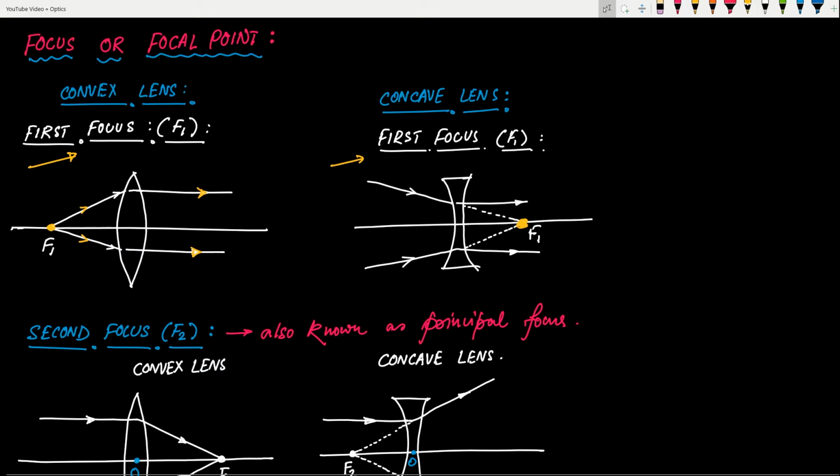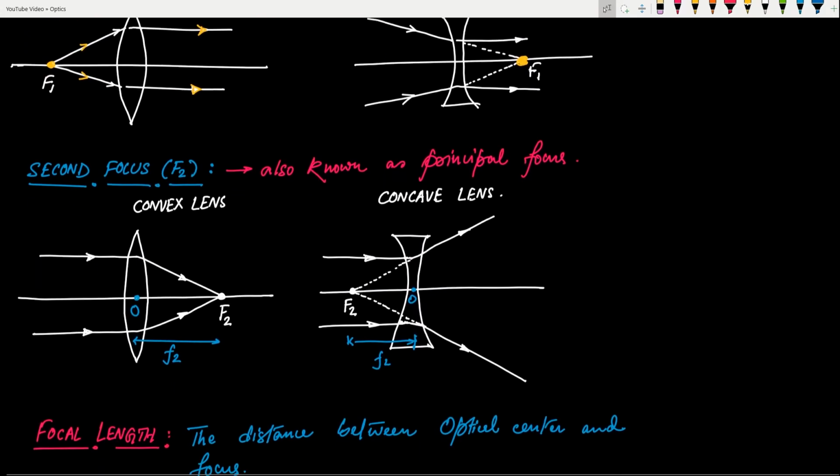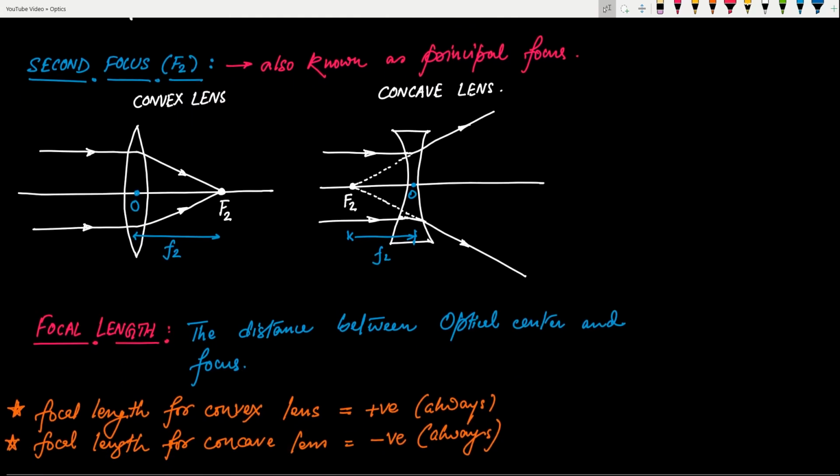Now second focus is also known as principal focus because that's the most important one. So please pay a little bit more attention here. Second focus for convex lens. Always remember one thing, for finding second focus we will always use parallel rays. In the earlier case we haven't used parallel rays, in both scenarios, for convex lens and concave lens, but for finding second focus we will always be using parallel rays to find that point. I hope this much is clear.